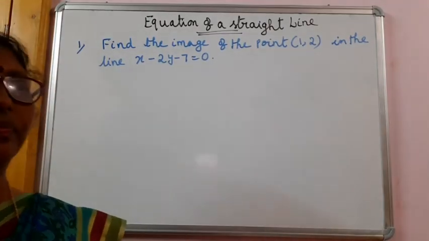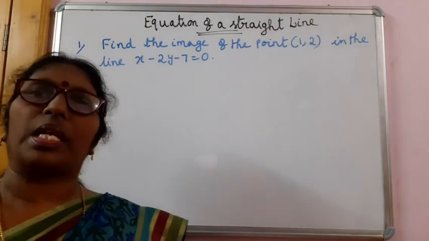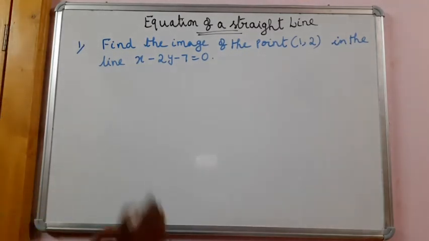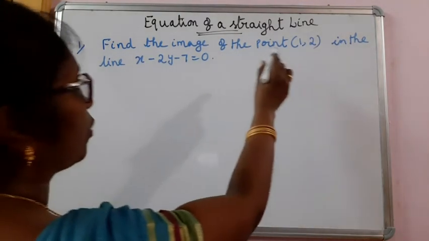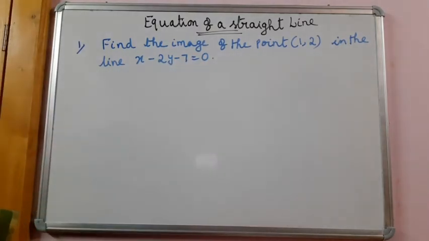Hello, welcome. Let us have a problem on equation of a straight line. Little tricky problem, but not at all difficult. Find the image of the point (1, 2) in the line x minus 2y minus 7 is 0.